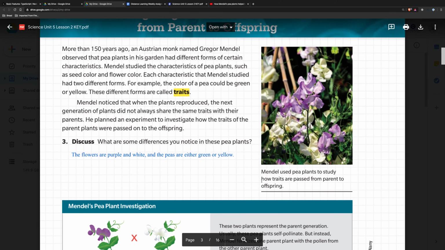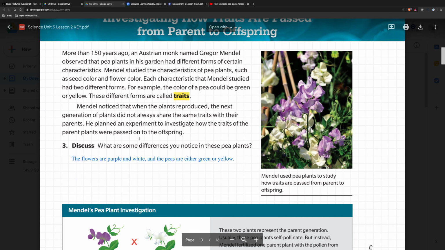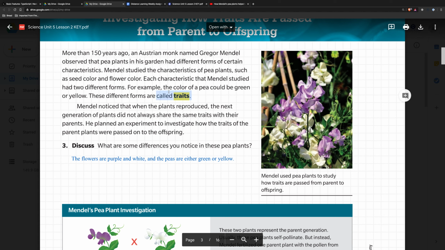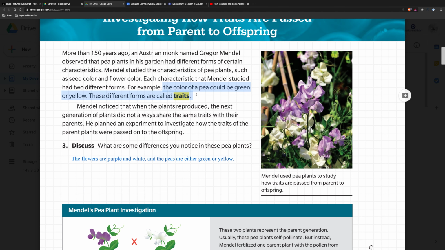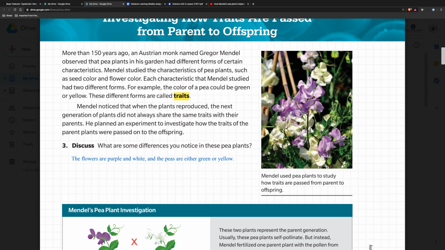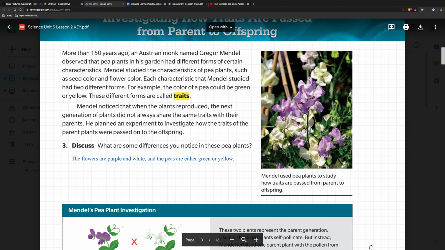So here it says, what are some differences you notice in the pea plants? They talk about them having traits, and an example of traits is different colors. Another trait might be the length of the plant or the shape of the leaves. It says, what differences do you notice in these pea plants? It's kind of hard to tell from this picture any other differences aside from the one they want you to notice, that you've got purple and white ones.